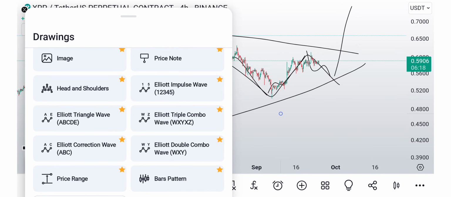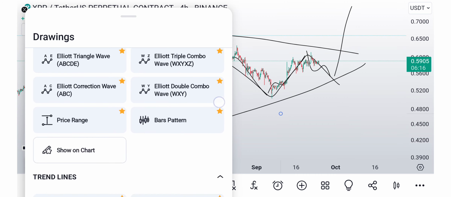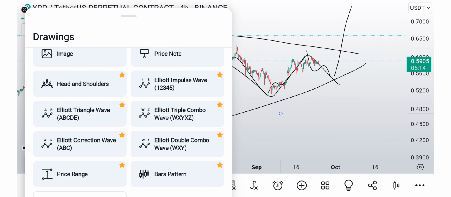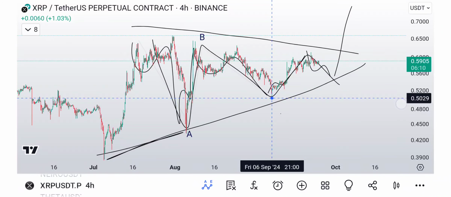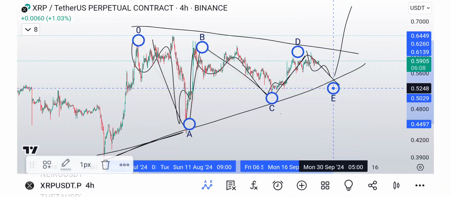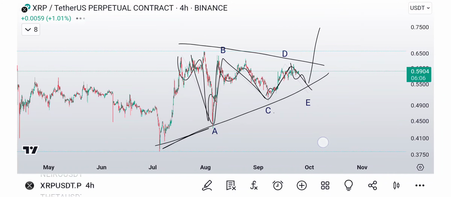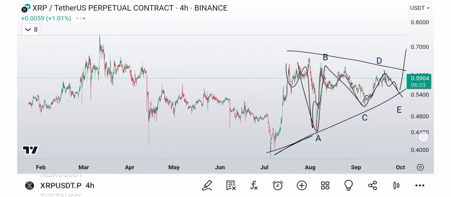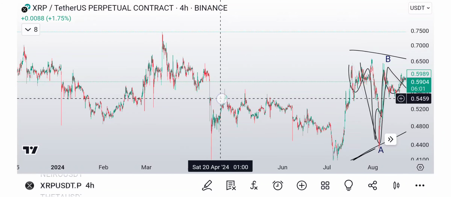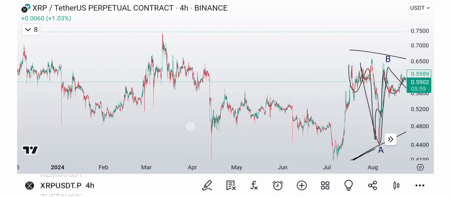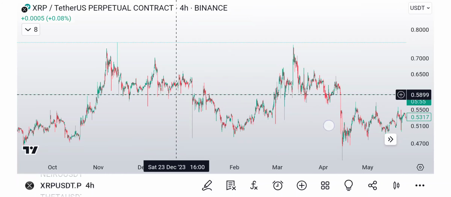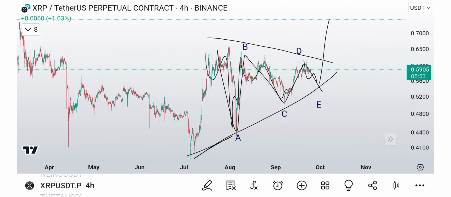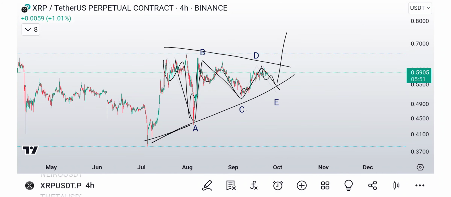contracting triangle. So boom, boom, boom, boom. Right? And XRP is full of triangles. I mean, there's a triangle here. There's a triangle here. Right? There was a triangle here. I mean, XRP just loves triangles. So maybe XRP is in a love triangle. I don't know.